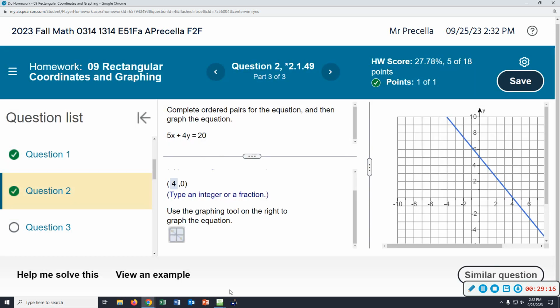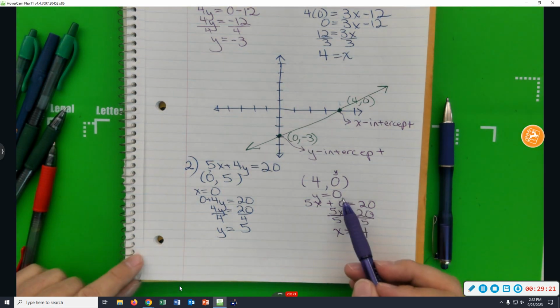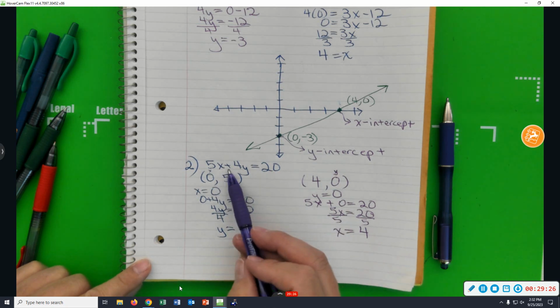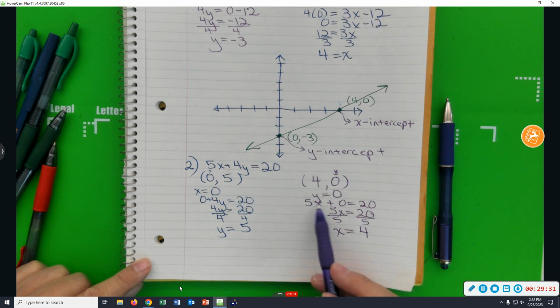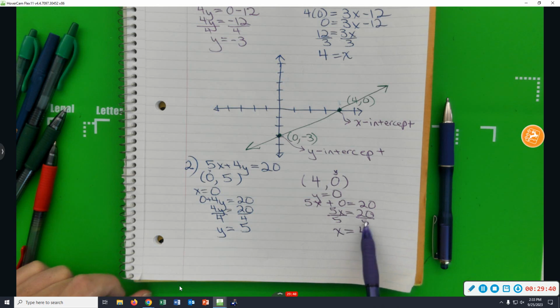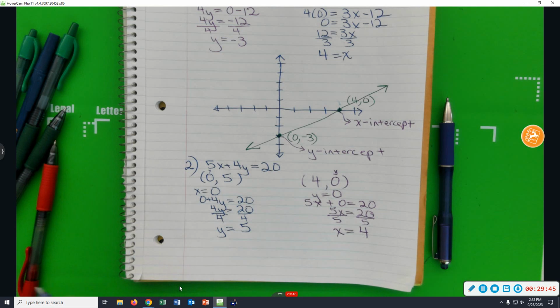Okay, wait a minute. Let me switch back to my work. We plugged in 0 for y, so we had 5x plus 4 times 0 is 0 equals 20. 5x plus 0 is just 5x. And what do we do to get rid of that 5 in front? Divide by 5. 20 divided by 5 gave us the x value. The x value was 4. Any other questions there?